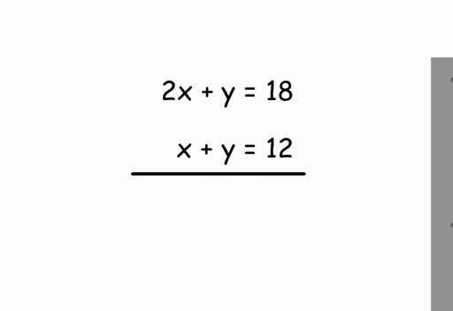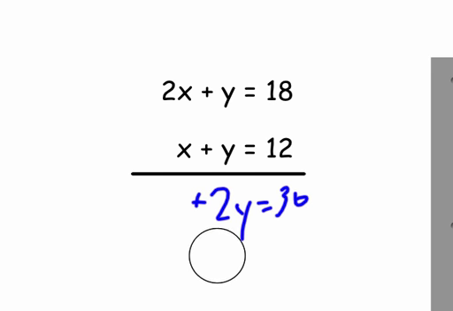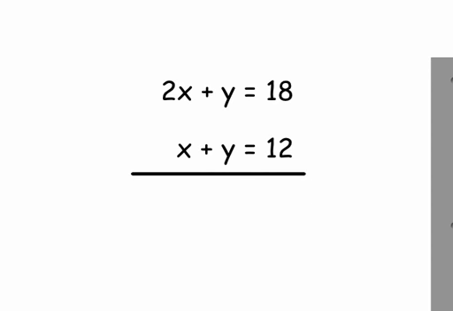Whereas if I look at this other one, I have the exact same thing, except I have a plus y instead of a minus y. So I don't want to add here. If I added, I'd get 3x plus 2y equals 30, and that doesn't help me at all. I still have two variables in it. I need to get down to one variable in order to solve. So instead of adding the equations, I would subtract these two equations, because a y minus a y is 0, right? So I subtract the two equations instead.